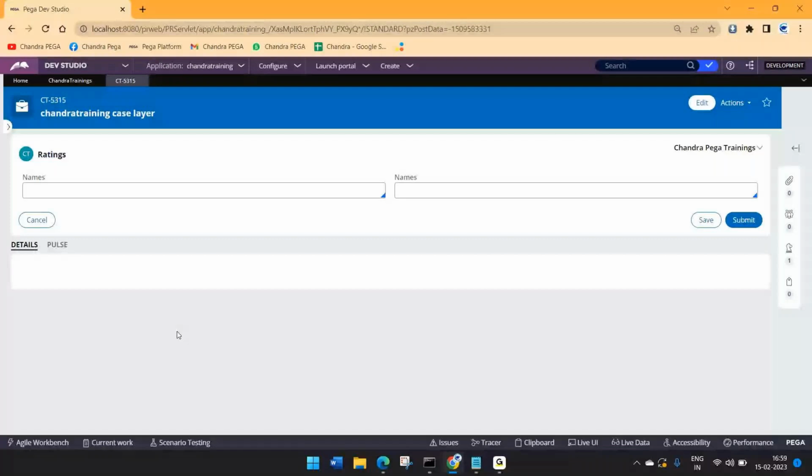Hello everyone. So today we'll understand working on one assignment, and this assignment is all about autocomplete. So on screen we can see two autocompletes, and these two autocompletes will have the same source.